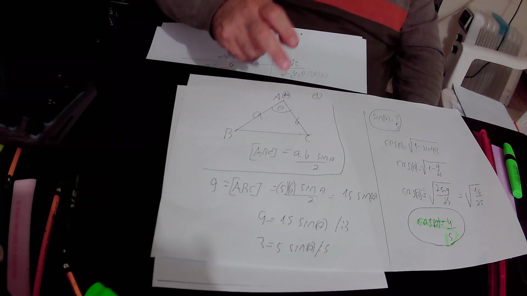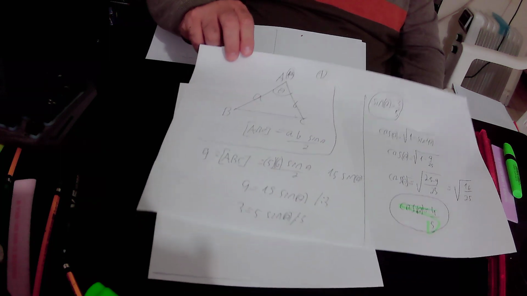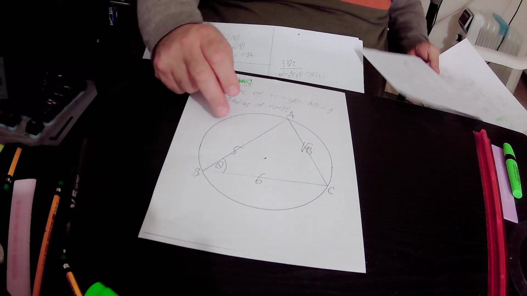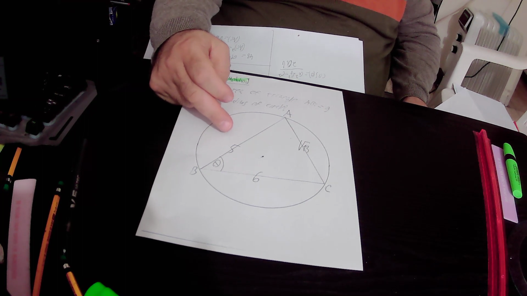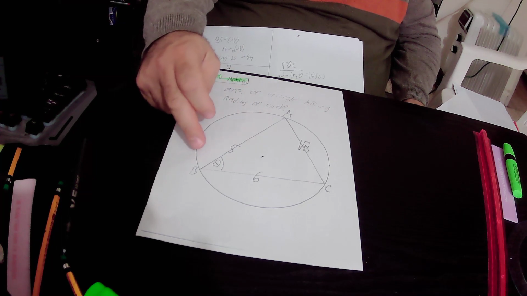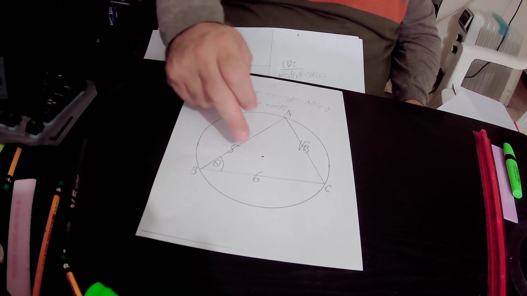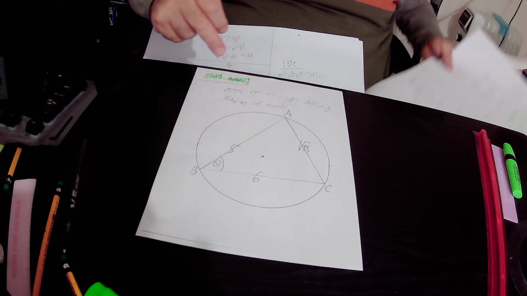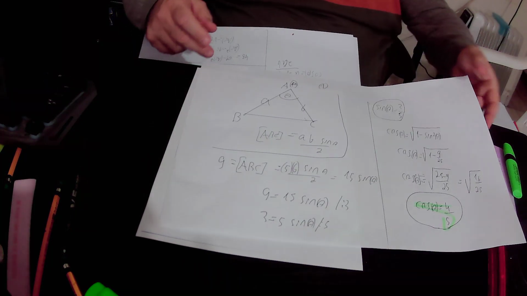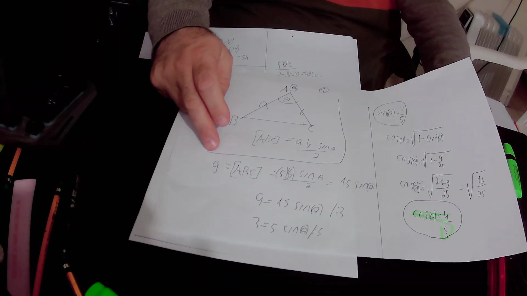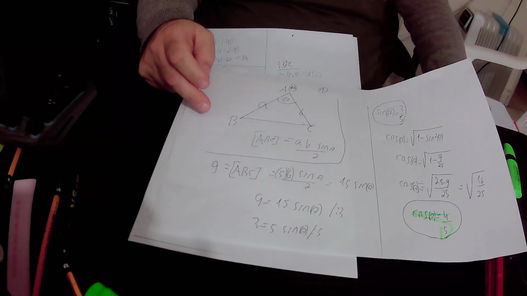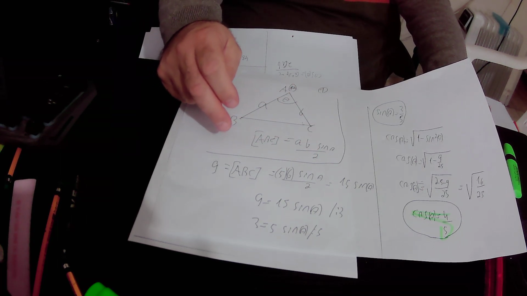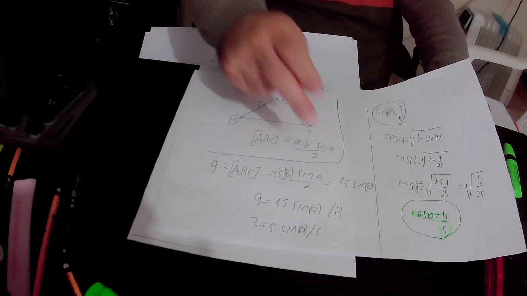So we implemented this formula in order to find the area of our triangle. According to this formula, the area of triangle ABC will be equal to 5 times 6 times sine theta over 2. Because we know that the area is 9 units, in this way we can find the value of sine theta.